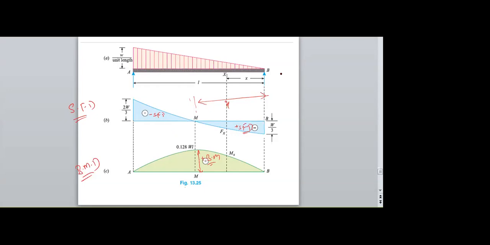Since I have considered the upward forces as positive and downward forces as negative, initially it must be positive and the curve must be like this. Some textbooks look like this.